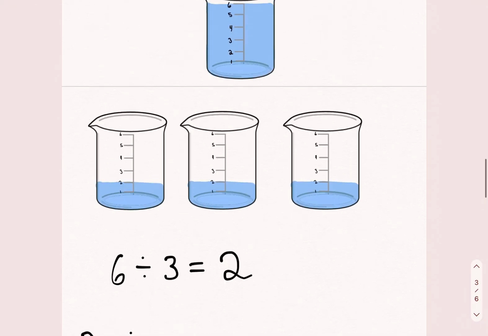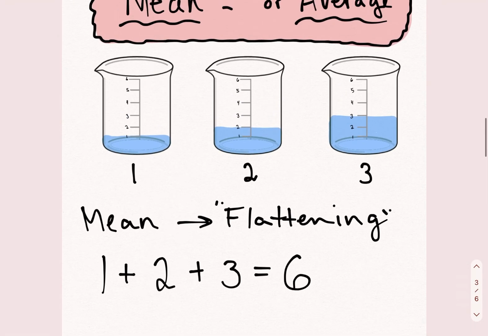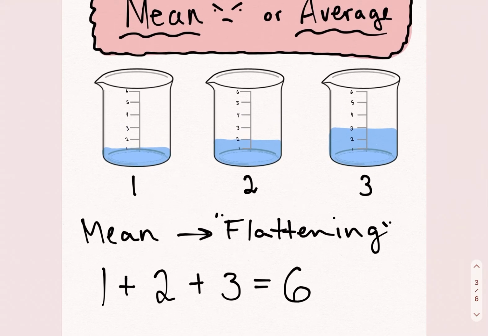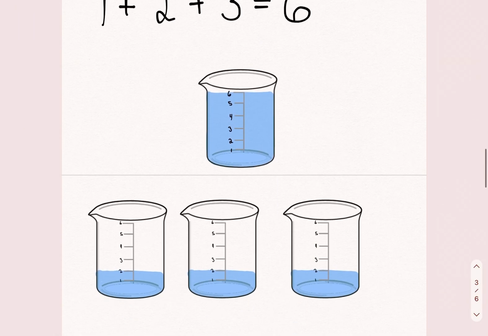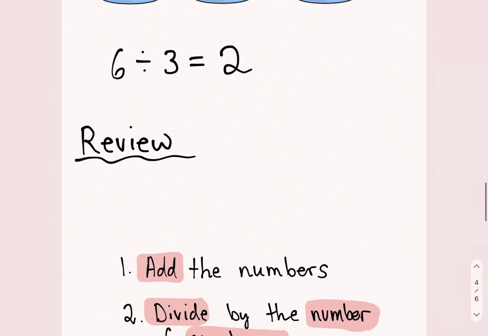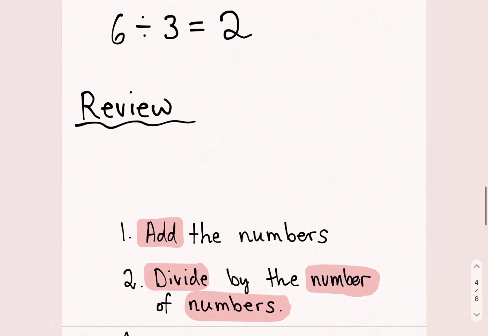So just to review, the steps I took is I added all of the numbers I had, this number and this number and this number, and I divided by the number of numbers. There are 3 of them, so I divided by 3. If you want to write that down, it looks something like this. Step 1, add the numbers, and 2, divide by the number of numbers. How many numbers are there?